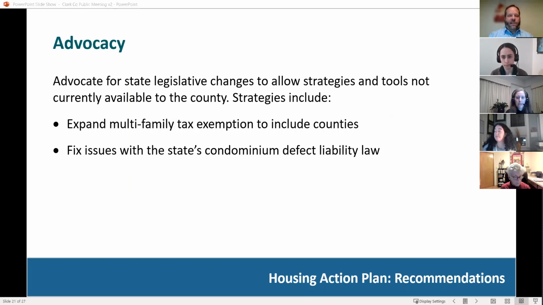And then fixing issues with the state's condominium defect liability law, which really prohibits the number of condominiums that get built, which could be a less expensive homeownership opportunity.